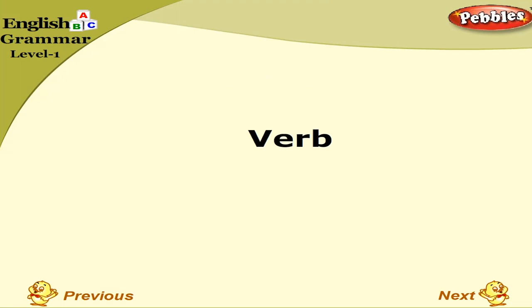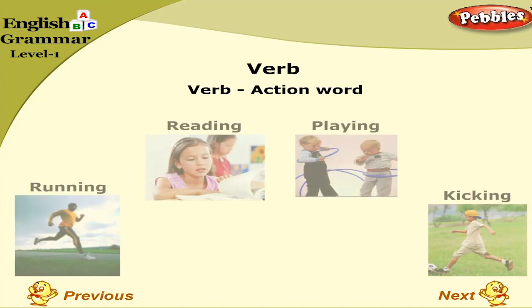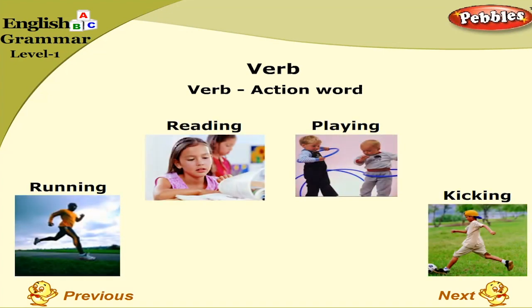Verb. A verb is a word used to describe an action. In simple words, verb is an action word. Am I right? That's right. Verb comes from the Latin word verbum. It is so called because it's the most important word in a sentence.